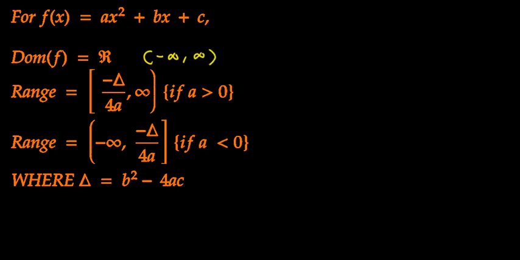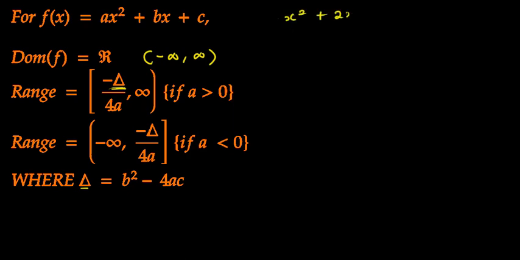For our range, we have two cases. If a is greater than 0, our range is going to be minus discriminant over 4a to infinity. If a is less than 0, our range is going to be from negative infinity to minus discriminant over 4a, where your discriminant is equal to b squared minus 4ac. So in order to find the range using this, you just need to find out your values of a, b, and c.